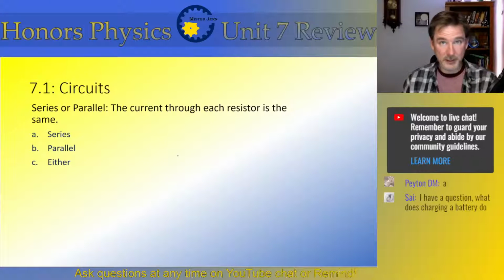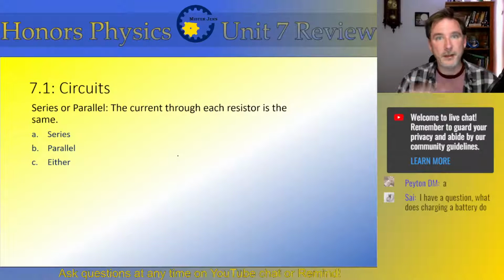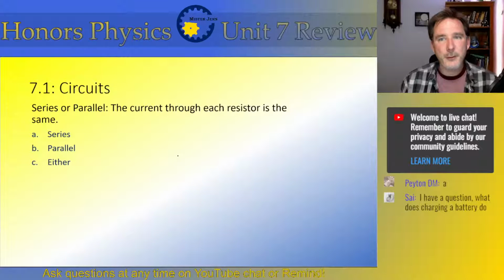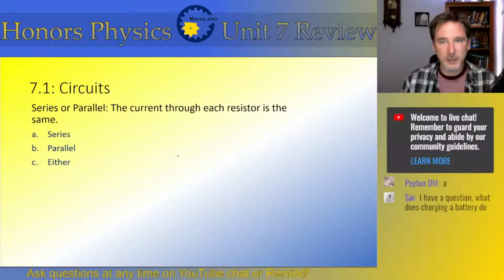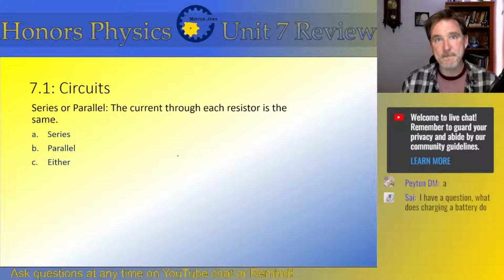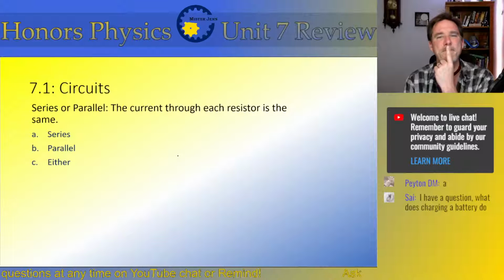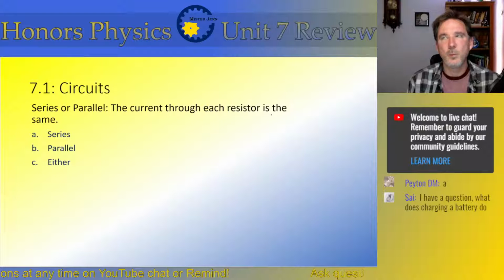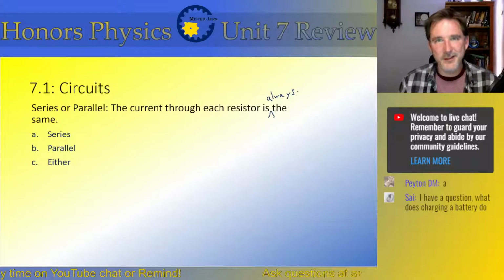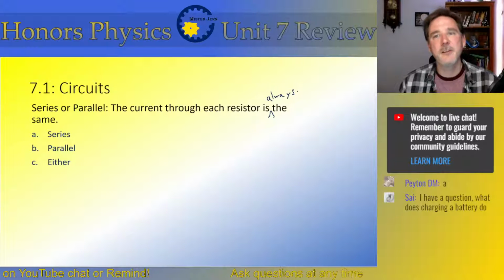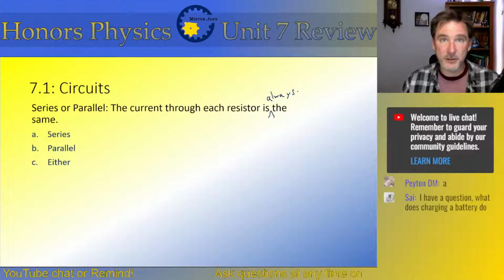And by the way, with the delay, if you ever need me to go back, I can. Let's go back to another question. The current through each resistor is the same. That's tricky. I don't like how I worded that question. Tell you what, I'm going to add the word always. There we go. The current through each resistor is always the same. Yes. Okay, now it's not as ambiguous.